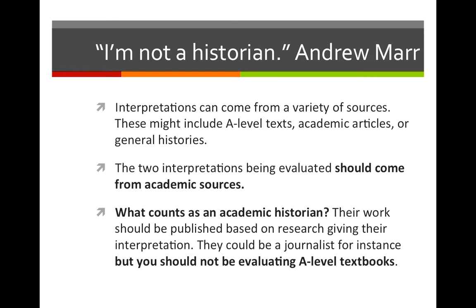And what do we mean by academic source or an academic historian? In order to be an academic historian, their work needs to be published and it needs to be based on research that gives their interpretation. They might not actually consider themselves a historian. For example, back when I was in university, I went to a lecture by Andrew Marr, and he had just written his book, A History of the World. And he would consider himself not a historian, more like a journalist. But that doesn't mean that he didn't have interpretations worth analysing.